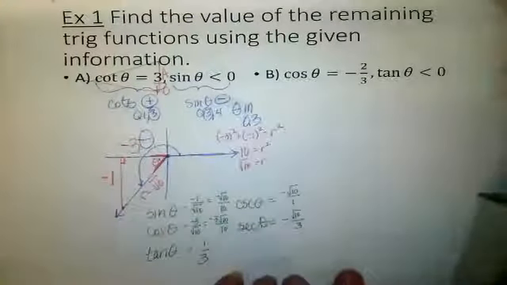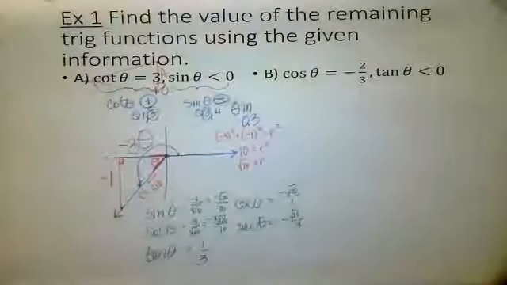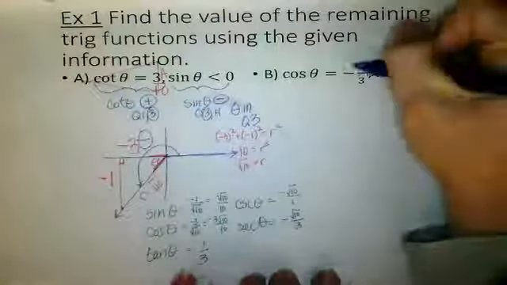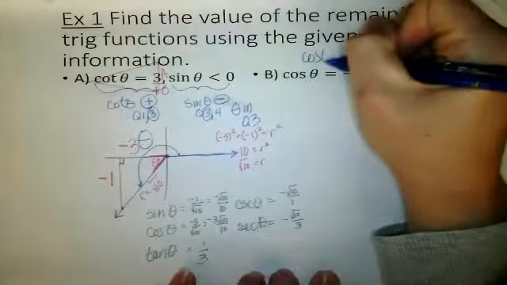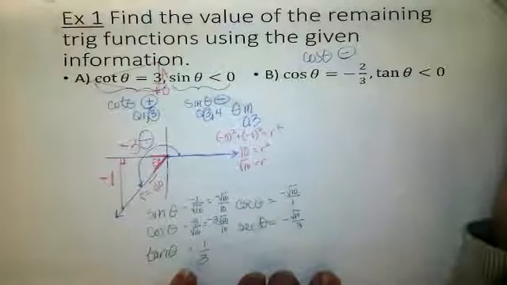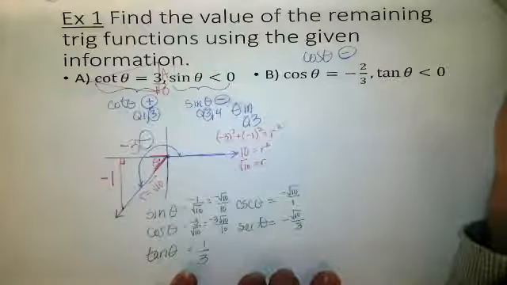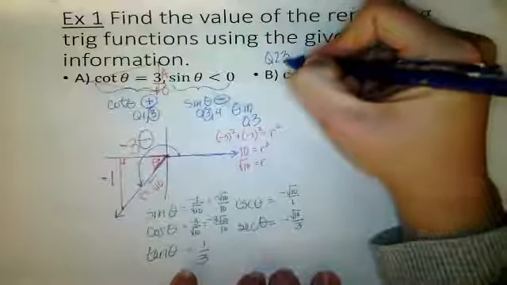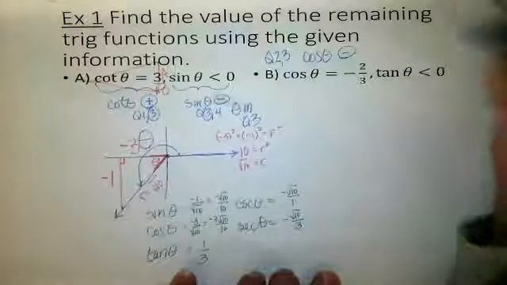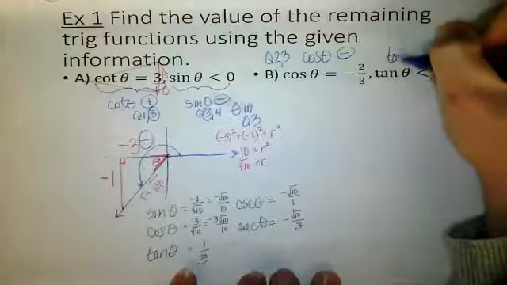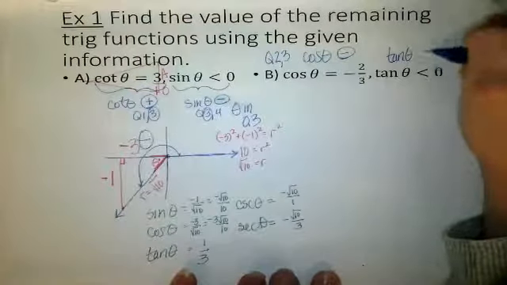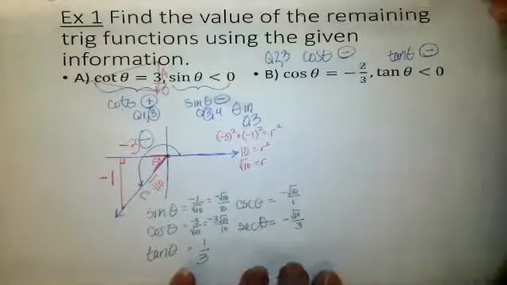All right. Letter B, cosine of some angle has a negative value. So we want to know, where is cosine negative? 2 and 3. Very good. Quadrants 2 and 3, cosine is negative. This is telling me that tangent of my angle is less than 0 or negative. Where is tangent negative?